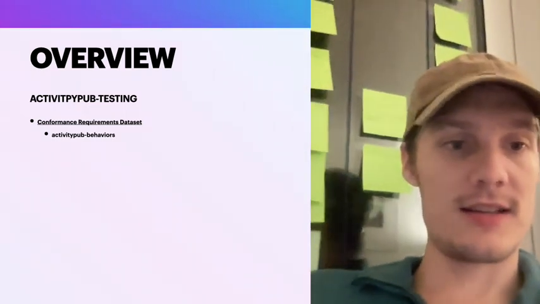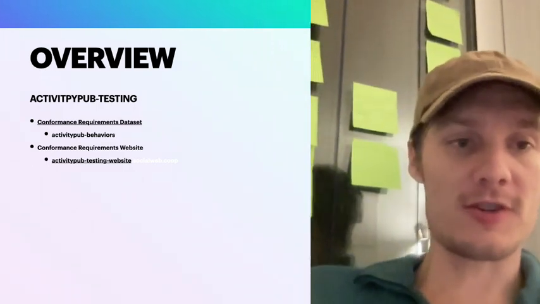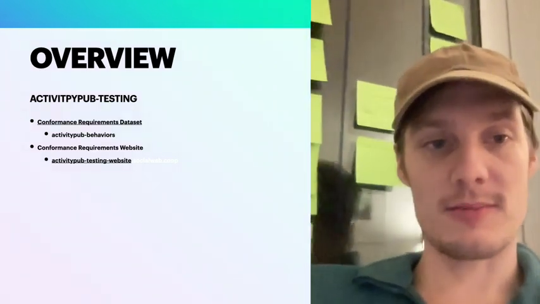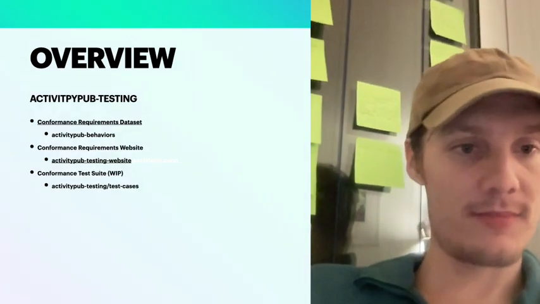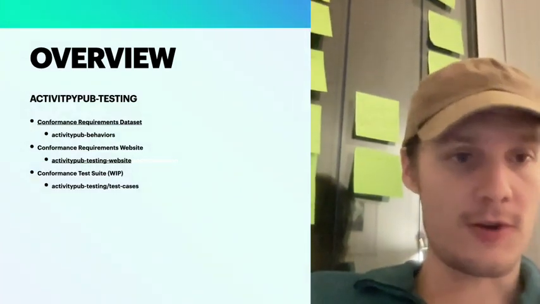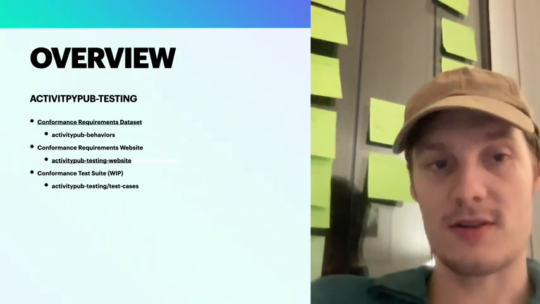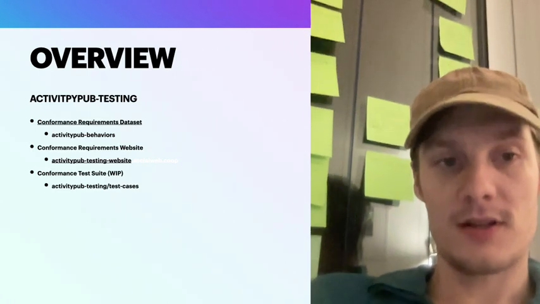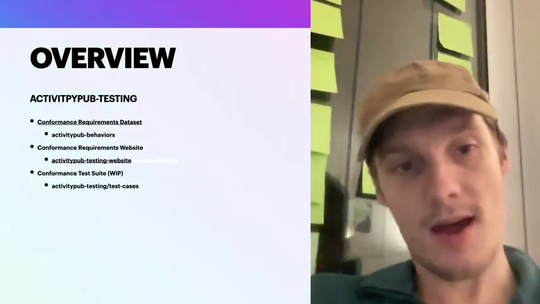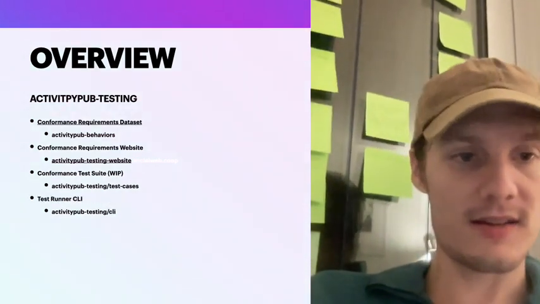There's a couple different components to the project that fulfill different roles. A conformance requirements data set is provided by this ActivityPub behaviors package. The conformance requirements website is provided by activitypub-testing website, which is a reference deployment at the socialweb.coop subdomain. The conformance test suite, which is a work in progress, is provided by the activitypub-testing main repo, and there's a test cases subpackage, or package export technically.